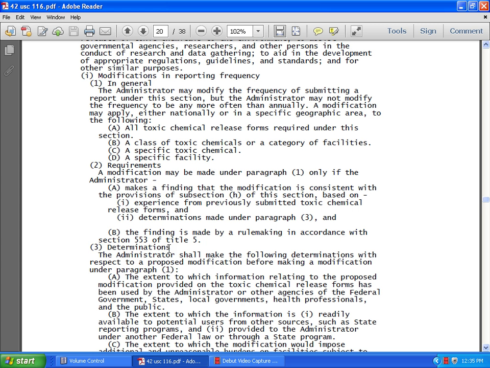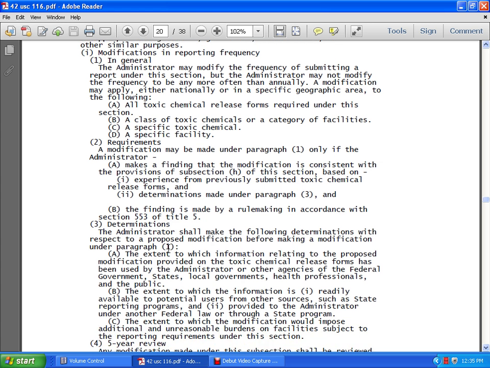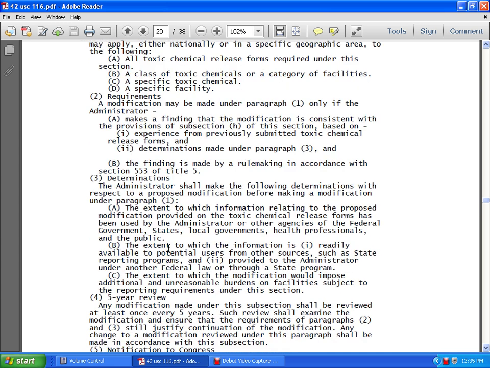A. The extent to which the information relating to the proposed modification provided by toxic chemical release forms is used by the administrator and other agencies of the federal government, states, local governments, health professionals and the public. B. The extent to which the information is 1. Readily available to potential users from other sources, state reporting programs. 2. Providing the administrator under the federal law on the state program. C. The extent to which the modification would impose additional or unreasonable burdens on the facility subject to the reporting requirements under this section.